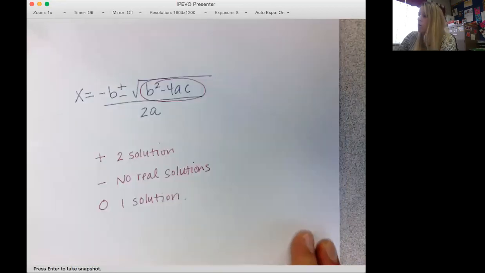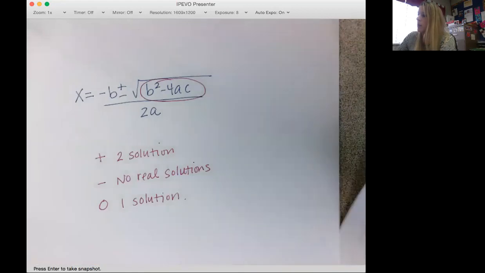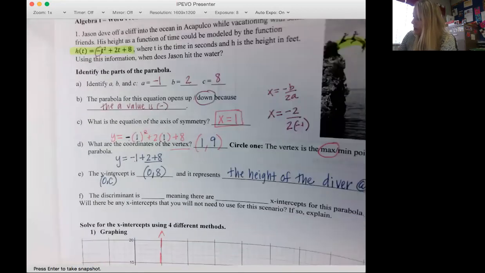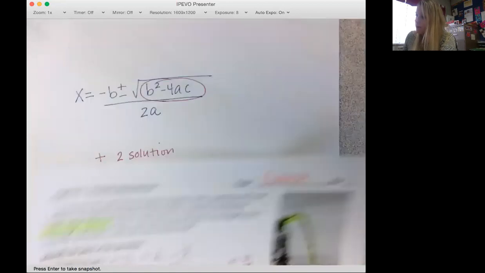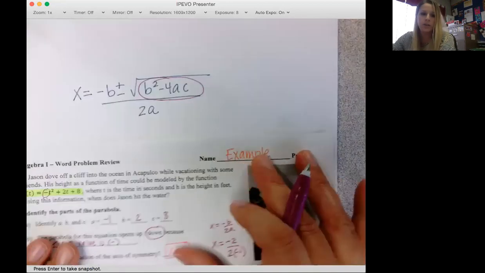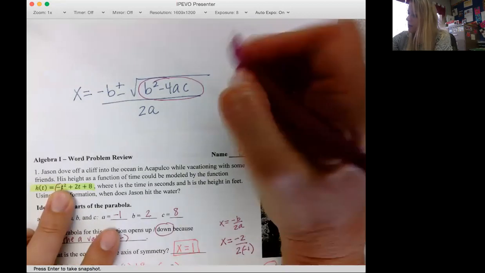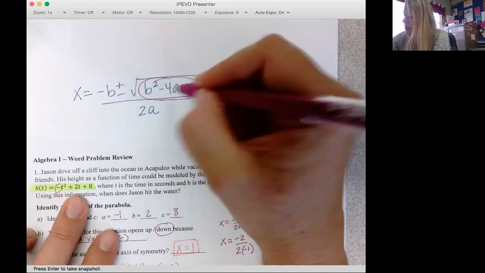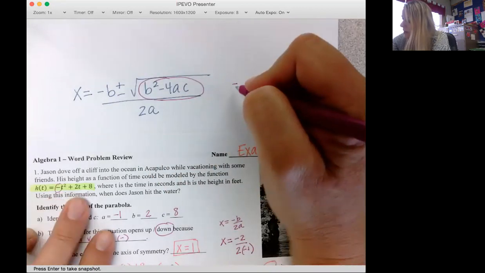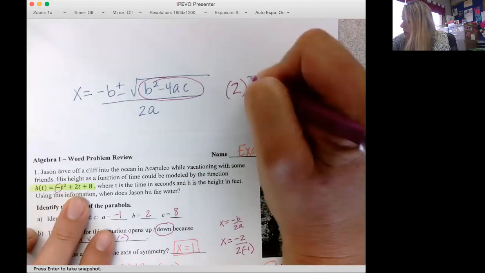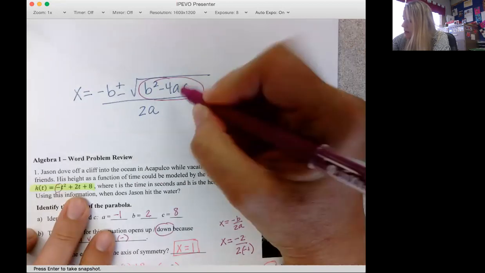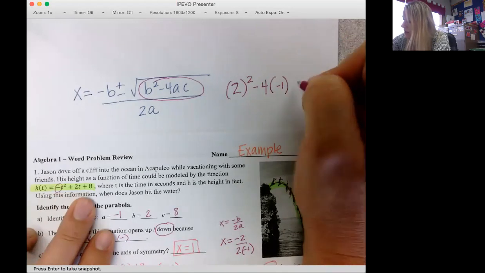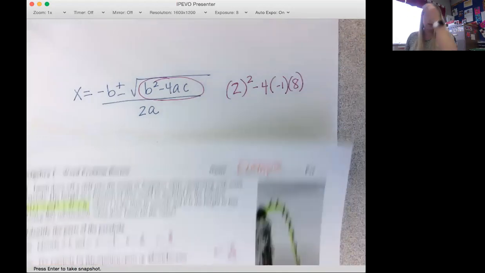Okay, so all we have to do then is we have to plug in our equation. So because I don't have very much space on my paper, I'm going to go ahead and put it right here. So I'm going to use this. Here's my equation. So opposite of b is -2, and actually I don't really care about this part right now. I'll just focus on the b squared. So b is 2 squared minus 4, because that's in the equation. A is -1, and c is 8. So let's see what that number is.